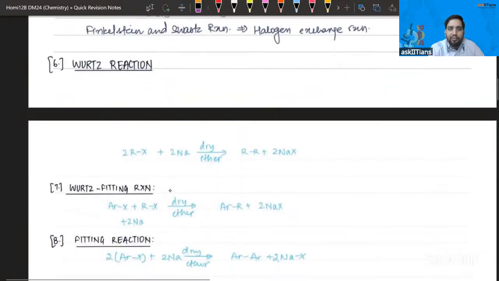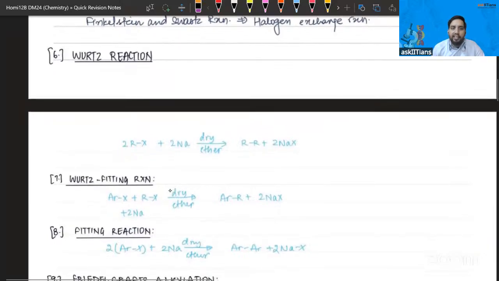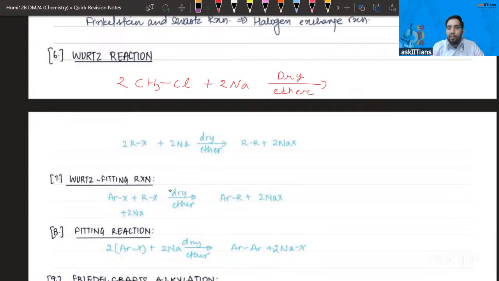Next reaction is the Wurtz reaction. In the Wurtz reaction, what is going to happen? We have to take 2 moles of alkyl halide. For example, we can take CH3Cl, 2 moles. We are going to react these 2 moles with 2 moles of sodium in presence of dry ether. Dry ether is the solvent here, and it is important to take dry ether, because if we take any aqueous or moist environment, the reaction product will change.